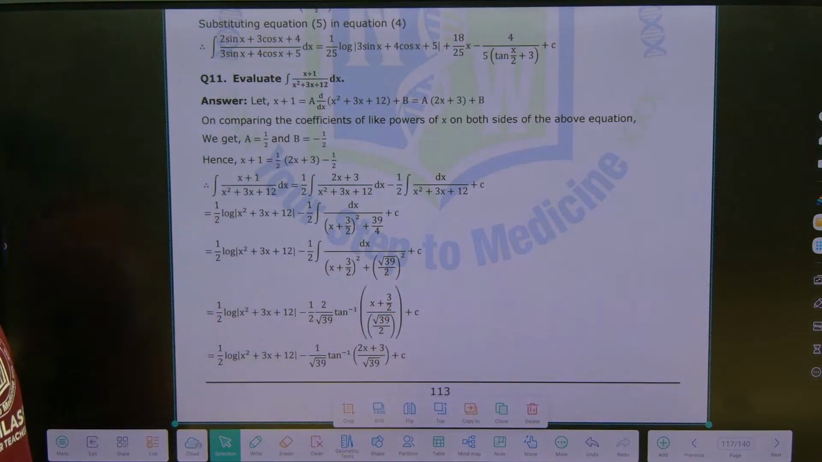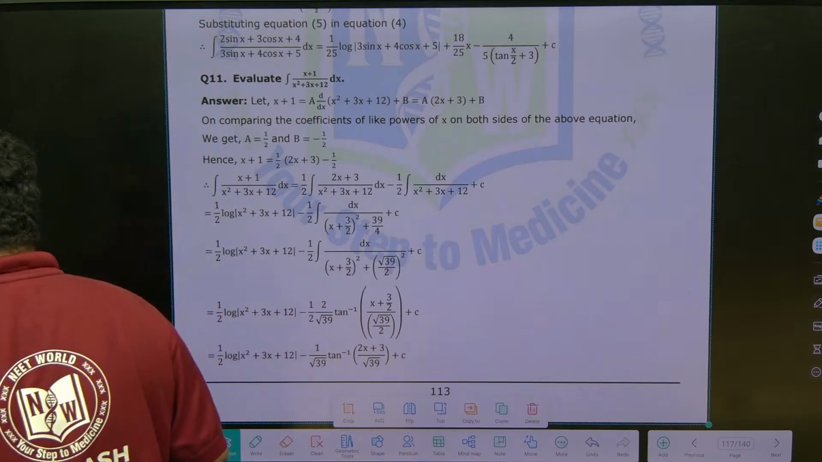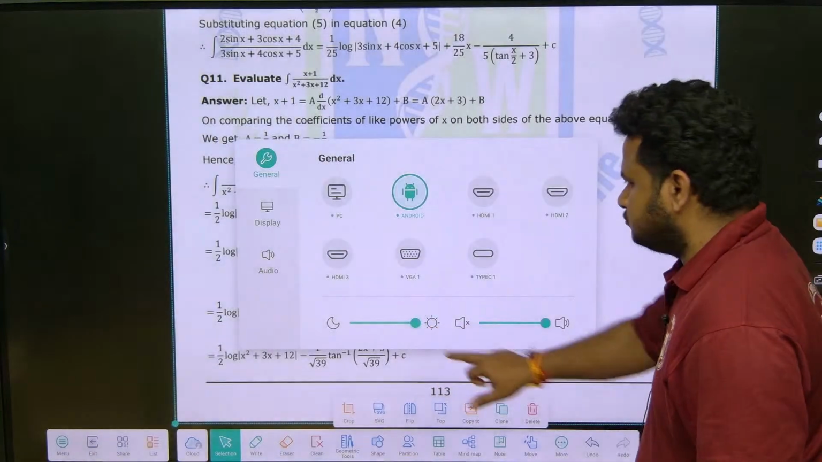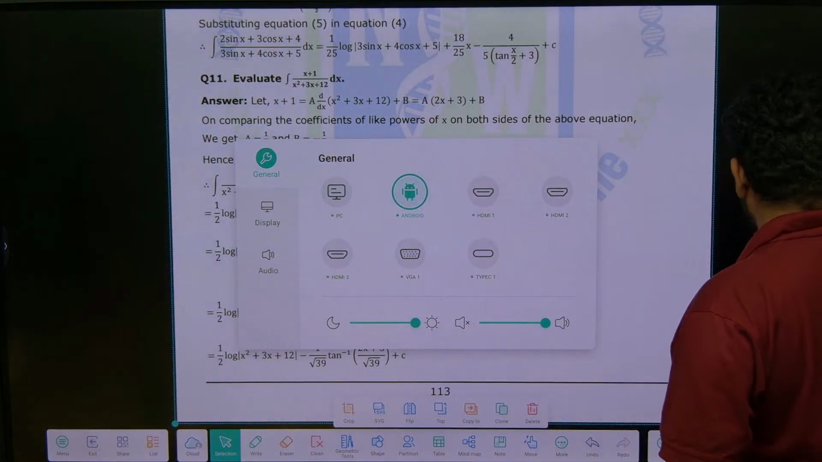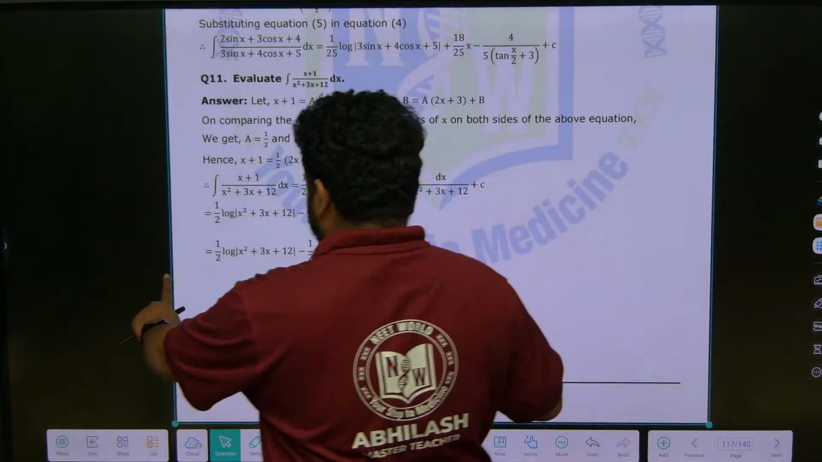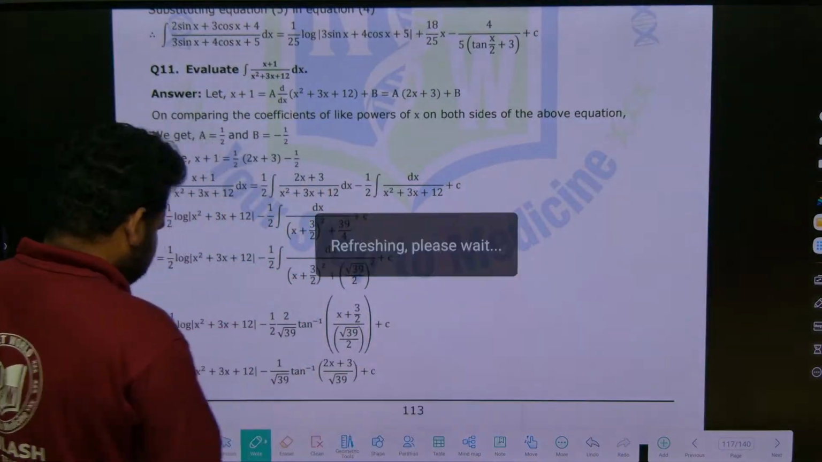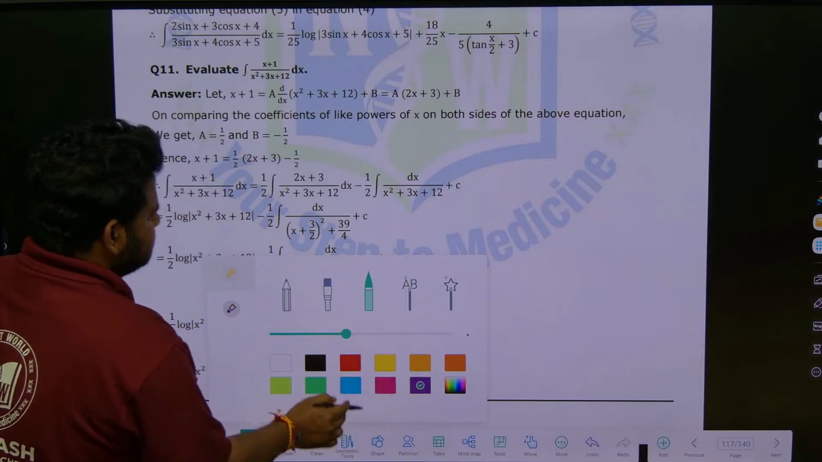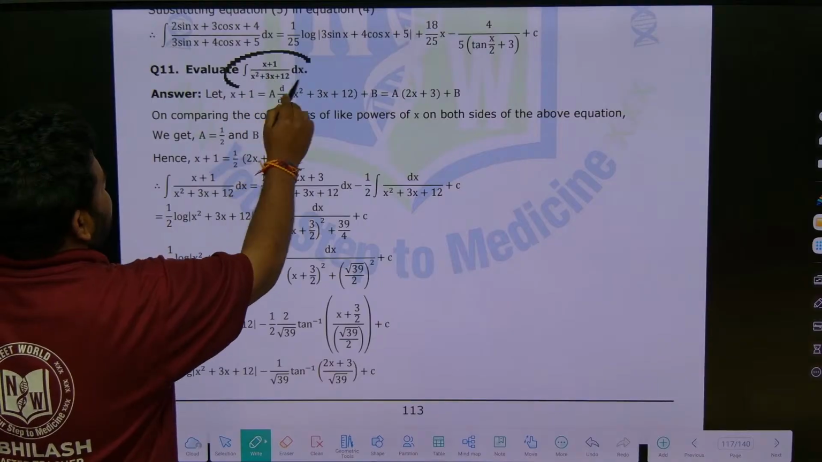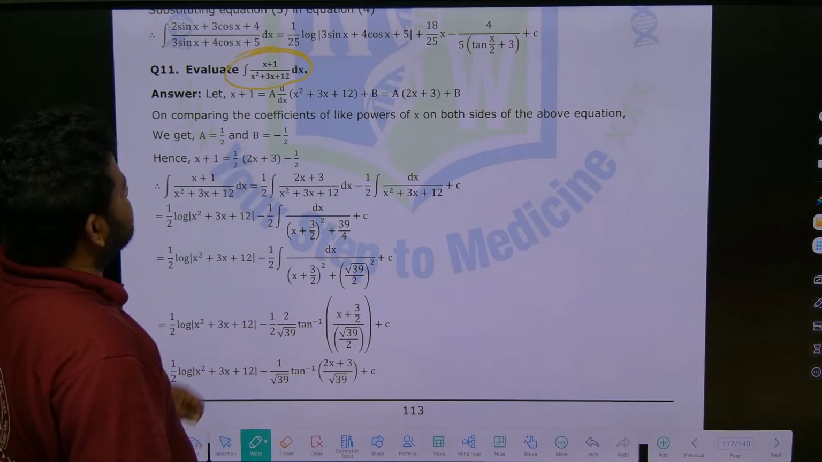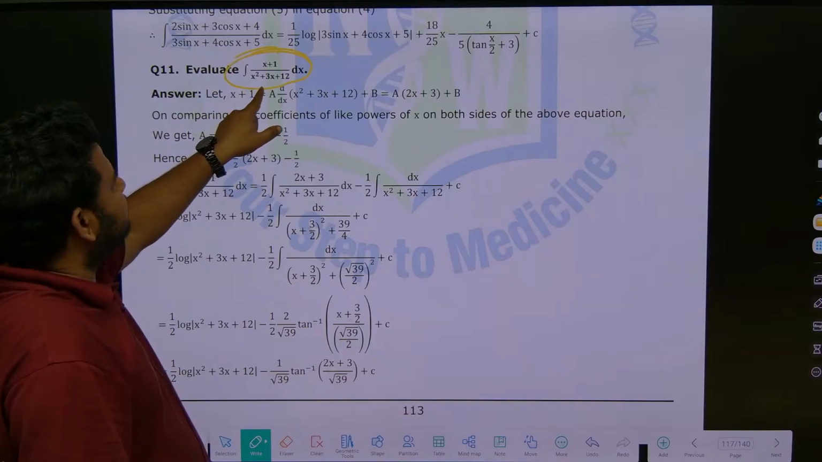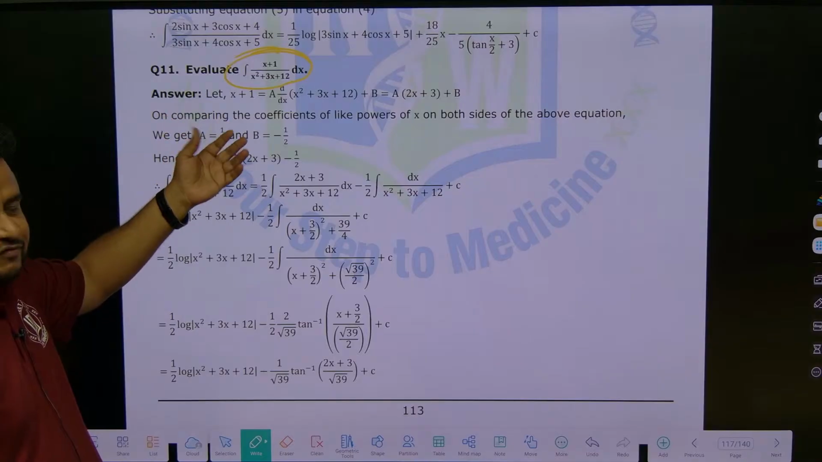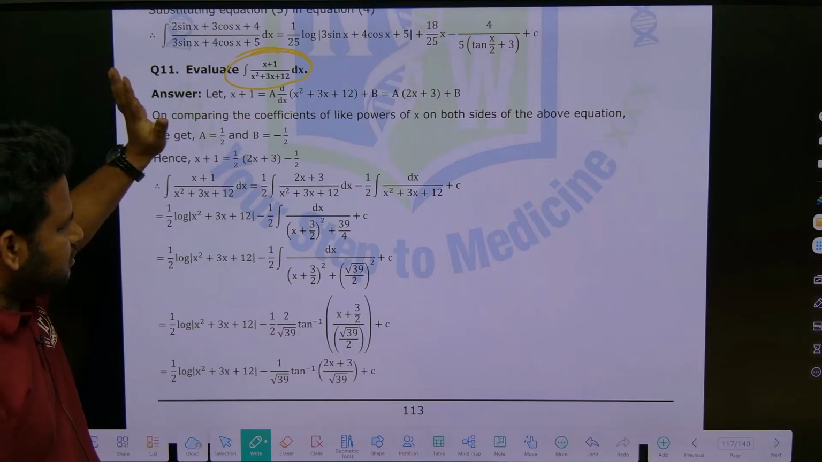Look at this question, friends. Let me increase the brightness. So this is the question we have to solve now. Evaluate the integral of x plus 1 by x square plus 3x plus 12 dx. So is this of trigonometric form or which form? Algebraic form, definitely this is algebraic form. So let us solve this question.